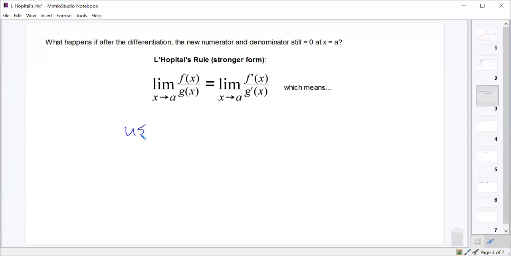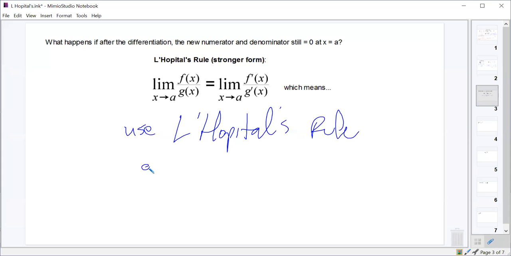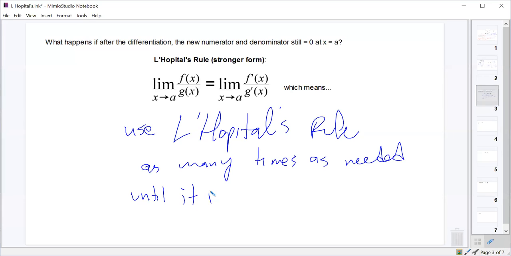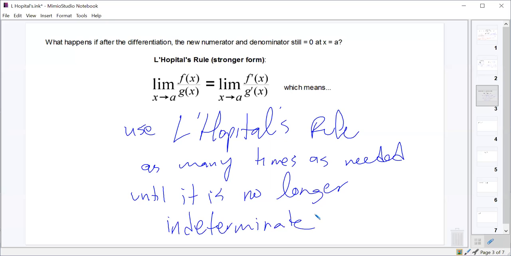So this means that if we get 0 over 0 multiple times, you can use L'Hopital's rule as many times as needed. I know how to write. As many times as needed until it is no longer indeterminate. As soon as it is no longer indeterminate, you cannot use L'Hopital's rule.